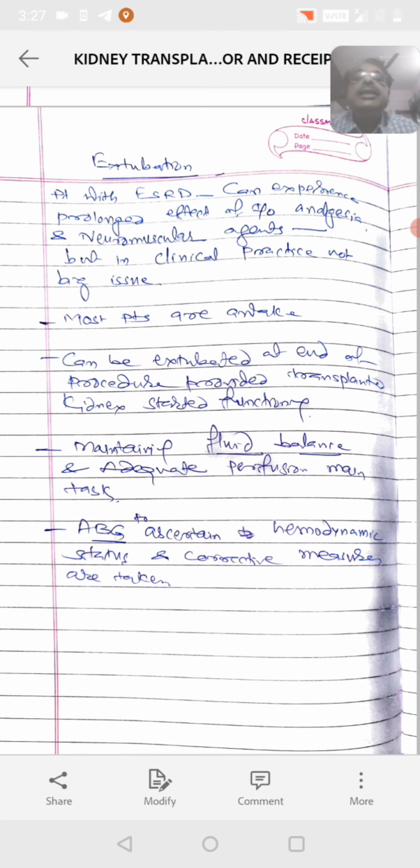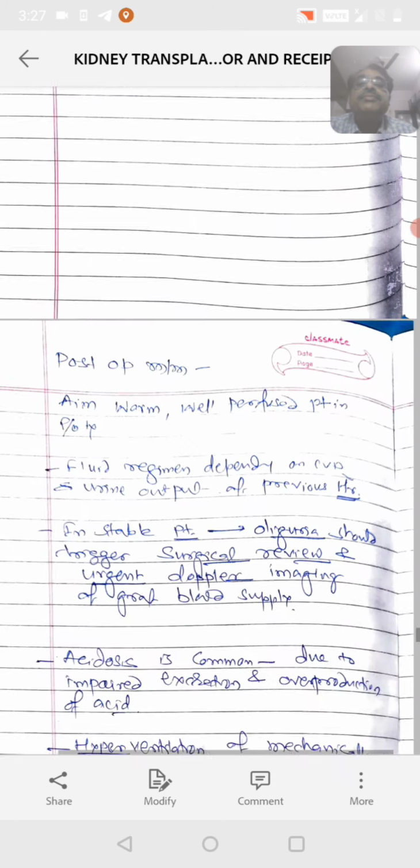Now we will see about the extubation. Patients with end-stage renal disease can experience prolonged effect of intraoperative analgesia and neuromuscular agents. But in clinical practice, it is not a big issue. Most of the patients are awake. They can be extubated at the end of the procedure, provided the transplanted kidney starts functioning. Maintaining fluid balance and adequate perfusion is the main task. ABG to ascertain hemodynamic status, and corrective measures are taken.